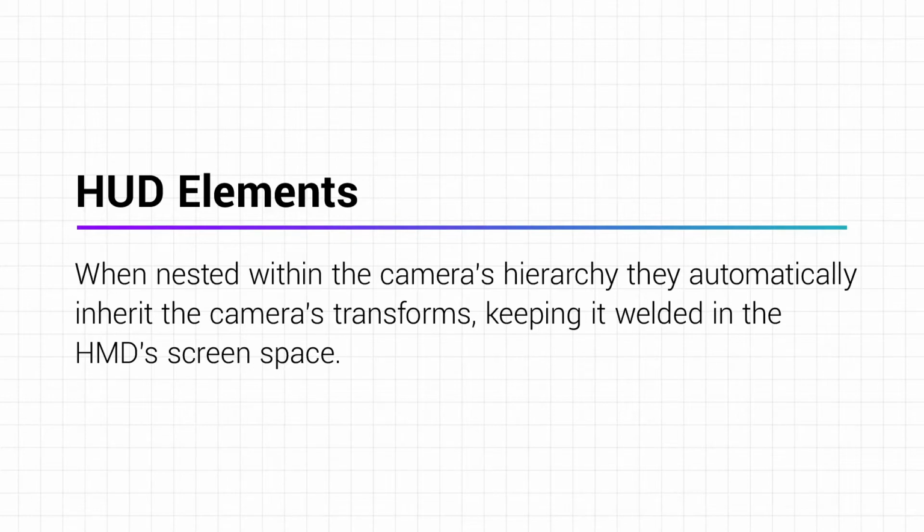We also have the option to attach UI elements to the player camera. This creates a virtual heads-up display, or HUD. HUD elements that are nested within the camera's hierarchy in the player pawn automatically inherit the camera's transforms, keeping them welded in the HMD's screen space. Because these HUD elements will live directly in front of the user's face, their placement needs to be considered carefully.